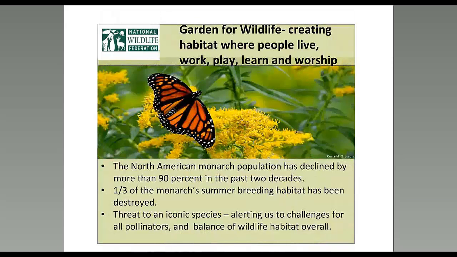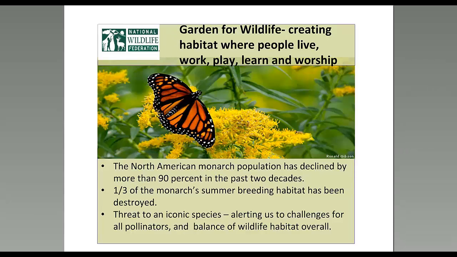Our vision there is really creating habitat where people live, work, play, learn, and worship. And our vision for this is much of what Donna shared so eloquently, of creating these living landscapes where life is really abundant, life on many, many levels. We feel that's such an inspiration to so many gardeners to create habitat, obviously not only for monarchs, but the whole ecosystem of wildlife.